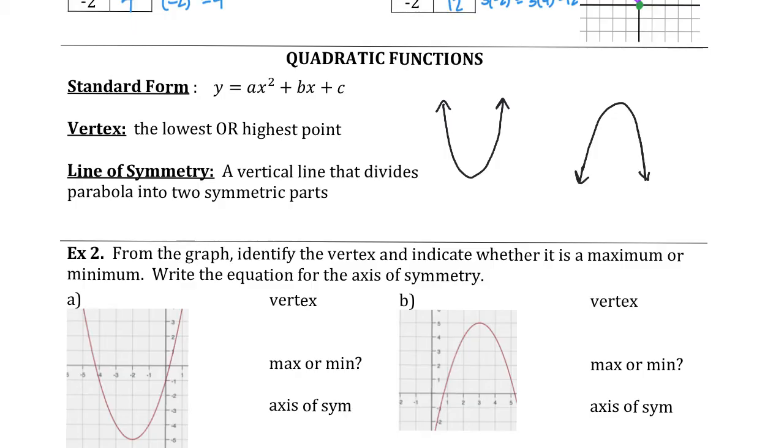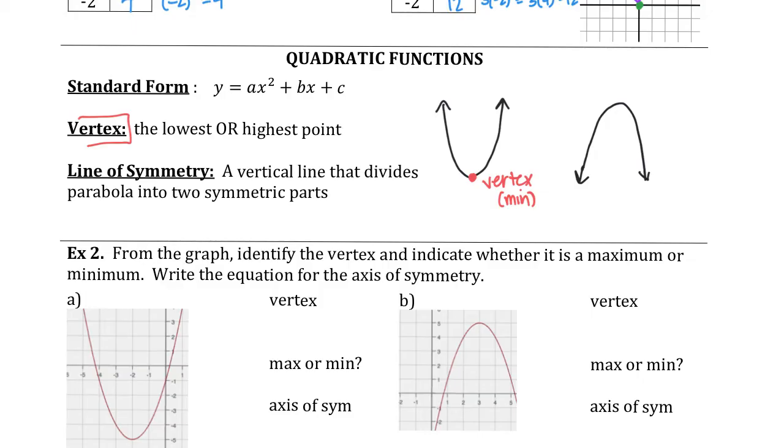Okay, the vertex on the first graph is right here in the middle. Okay, in this case, the vertex is at the very bottom of the graph, and we call it a minimum because it is the lowest point on the graph.